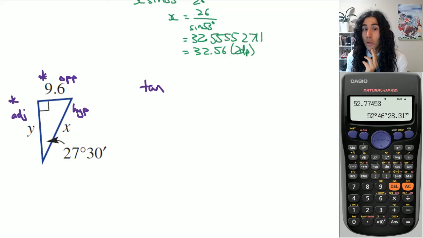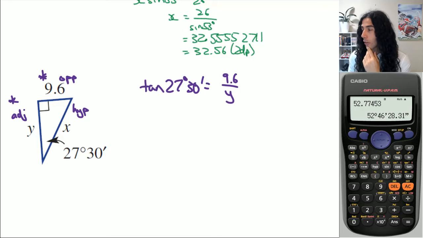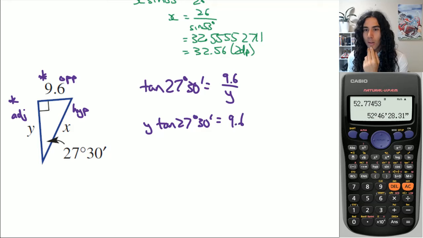So tan of 27 degrees 30 minutes equals 9.6 over y, and I'll put that decimal point in the right spot. Yes, and we put 1 dash for degrees and 2 dashes for minutes, as you can see on the calculator there. And then we go y tan 27 degrees 30 equals 9.6. So y equals 9.6 over tan 27 degrees 30 minutes.